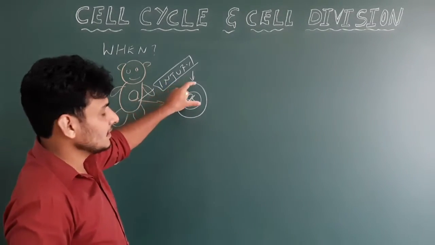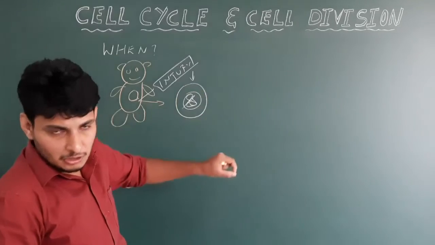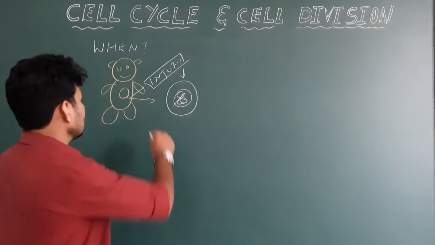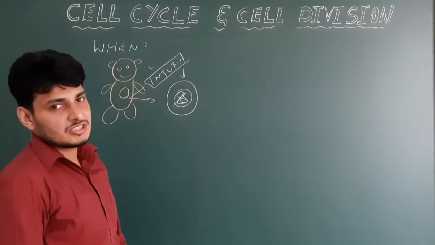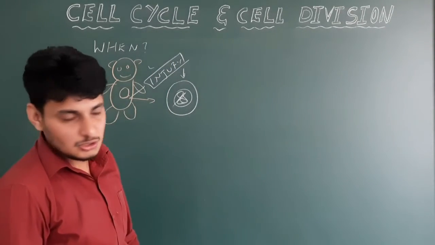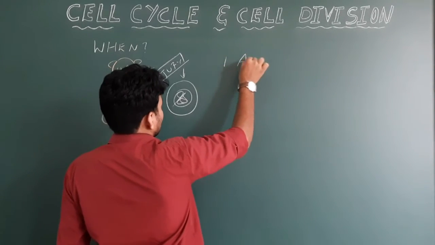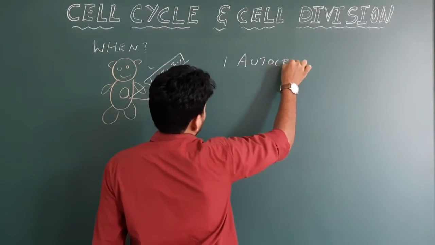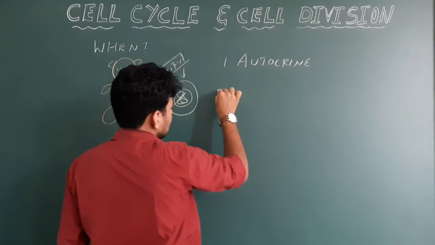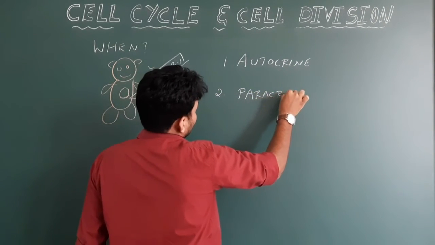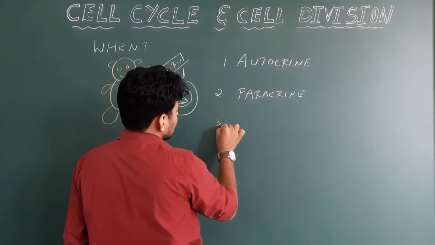If those three signaling pathways don't work, this cell will remain as it is. It will not undergo mitosis. So there is no replacement for these lost or injured cells. Let us understand that. Let me write the first word: autocrine signaling. Autocrine. Second one is paracrine. And the third one is endocrine.